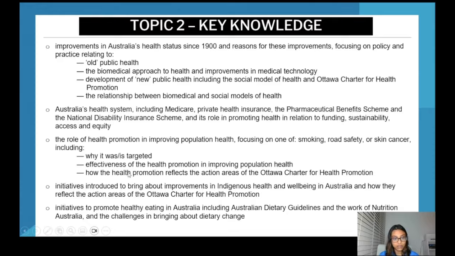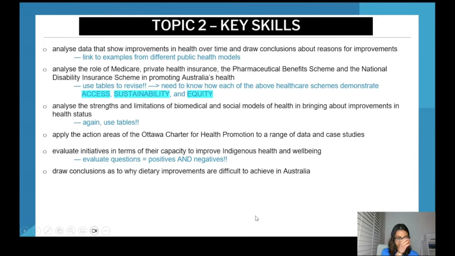And also knowing initiatives for each of those as well, as well as initiatives that act to improve Indigenous health and wellbeing in Australia and how they reflect the action areas of the Ottawa Charter, the social model, all of those kinds of things. And then also healthy eating as well, and the dietary guidelines, Nutrition Australia, so government and non-government examples. Make sure you have examples for both government and non-government initiatives for that. And also dietary change, challenges to dietary change as well. I think that was at the end.